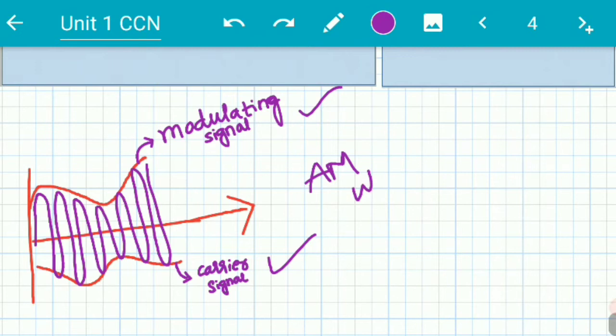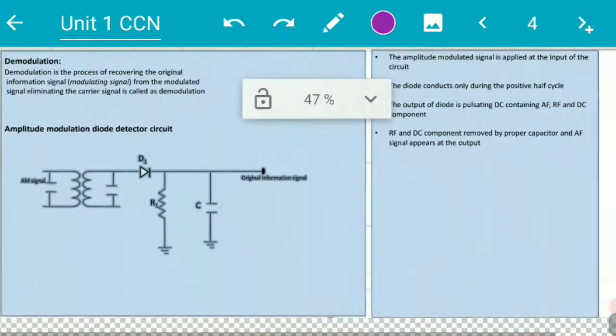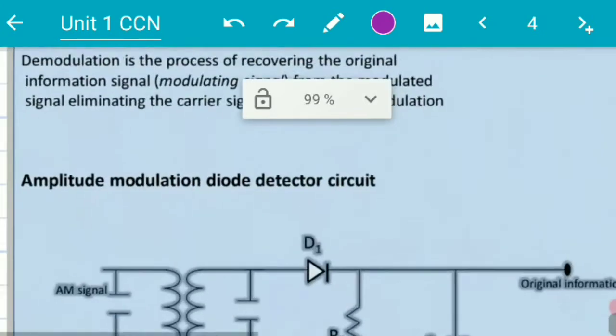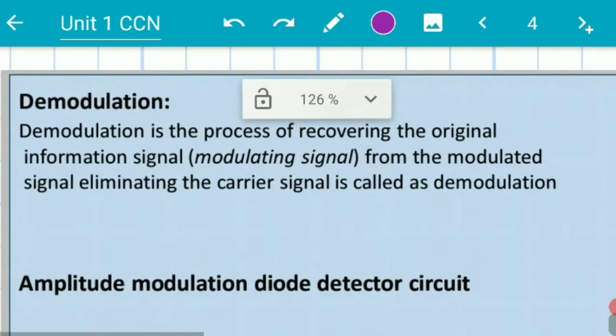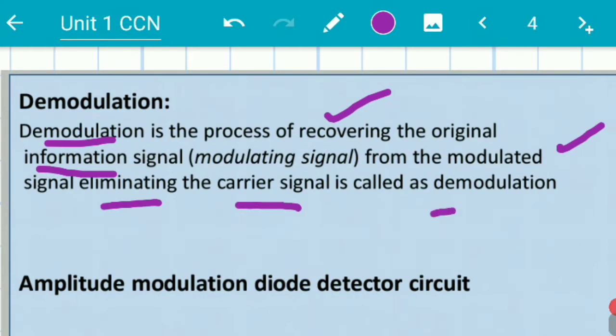So then we go down to the slide again. Here is what it says. You can just concentrate. Demodulation is the process of recovering the original information signal from the modulated signal, eliminating or discarding the carrier signal. This process is what we call demodulation.